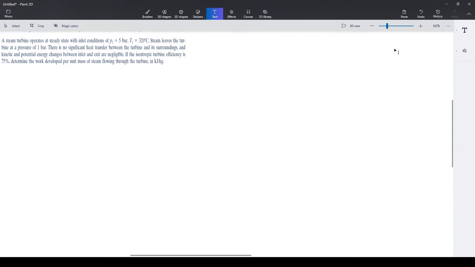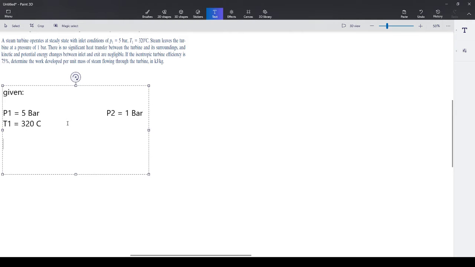All right. So it says, a steam turbine operates at steady state with inlet conditions of pressure 1 is 5 bar and T1 is 320. So we were given some things already. So let's go. Givens. First, we were given a pressure P1 equal to 5 bar. T1 is equal to 320C. And then it says steam leaves the turbine at a pressure of 1 bar, so we were given pressure 2 of 1 bar, right? And then it says there's no significant heat transfer between the turbine and its surroundings, which means we can say that Q is equal to 0. And kinetic and potential energy changes between the inlet and exit are negligible. So we have K is equal to 0 and P is equal to 0, so kinetic and potential energy effects are 0.